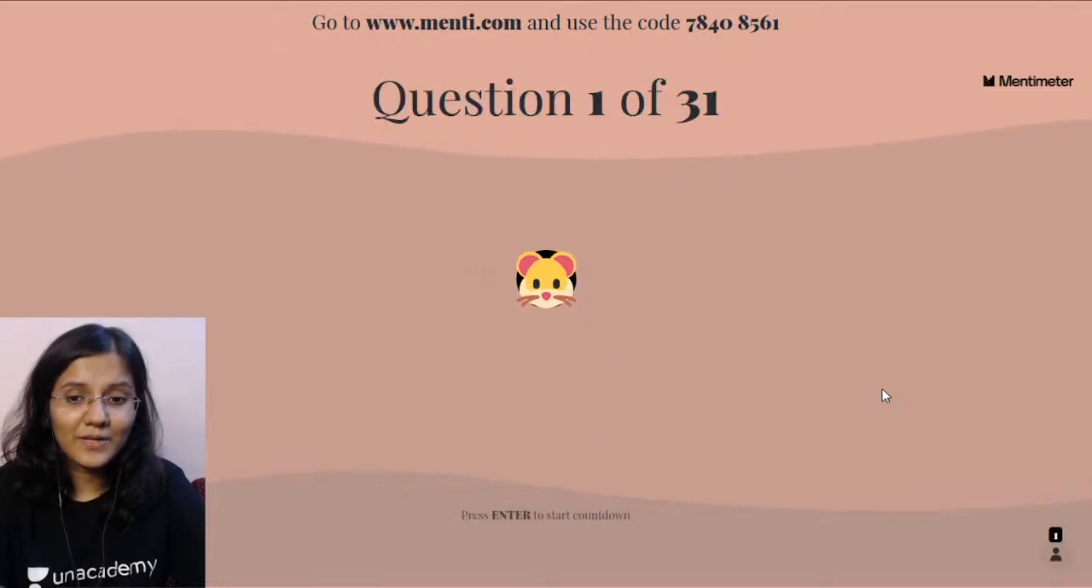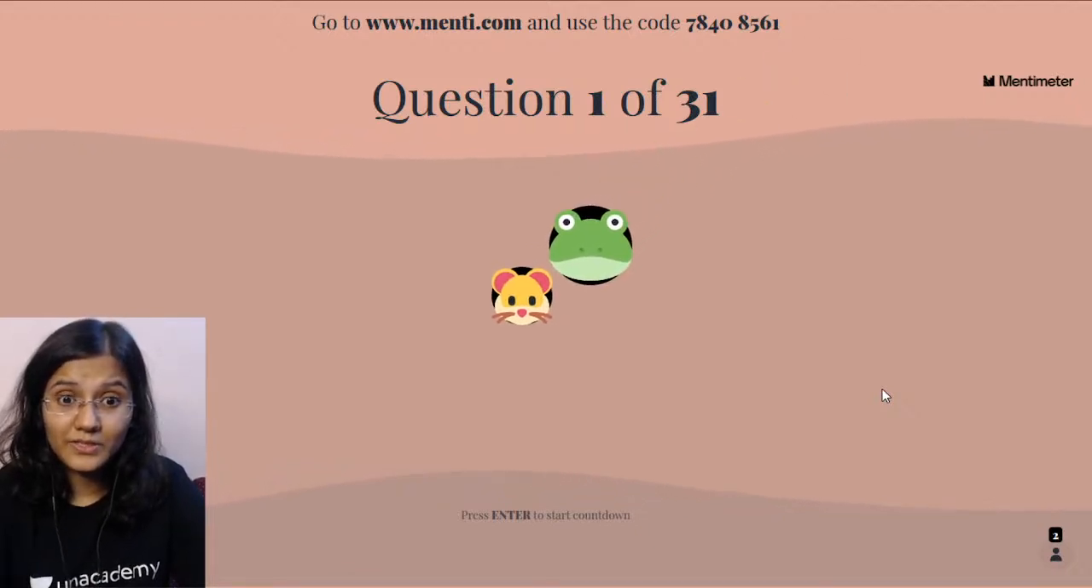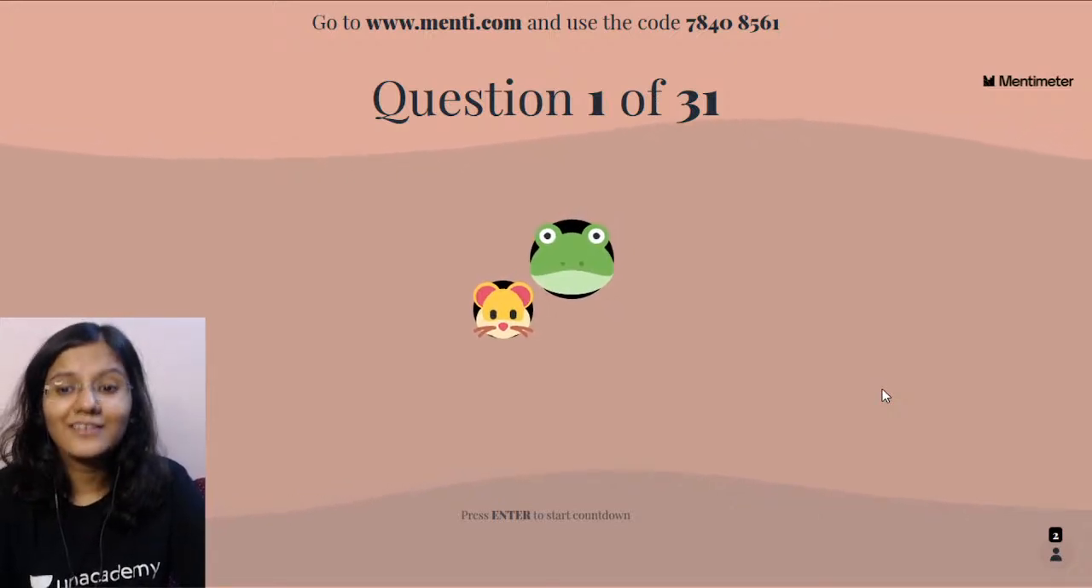There is a really cute mouse. I think there's just one person here today. There are two people here today. There is a frog and a mouse. That is an interesting combination.